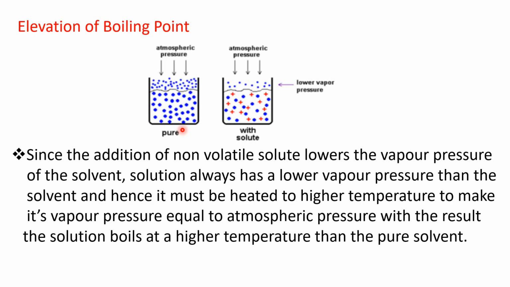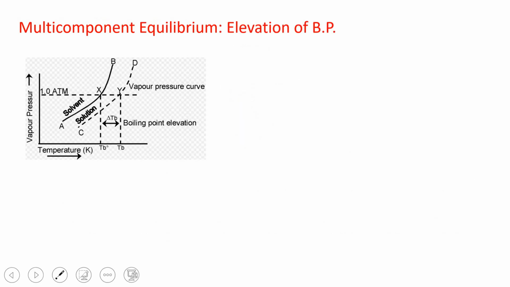Since the addition of non-volatile solute lowers the vapor pressure of the solvent, the solution always has a lower vapor pressure than the solvent, and hence it must be heated to a higher temperature to make its vapor pressure equal to atmospheric pressure, with the result that the solution boils at a higher temperature than the pure solvent. That is what I just explained. Now we will derive the equation for this elevation of boiling point.